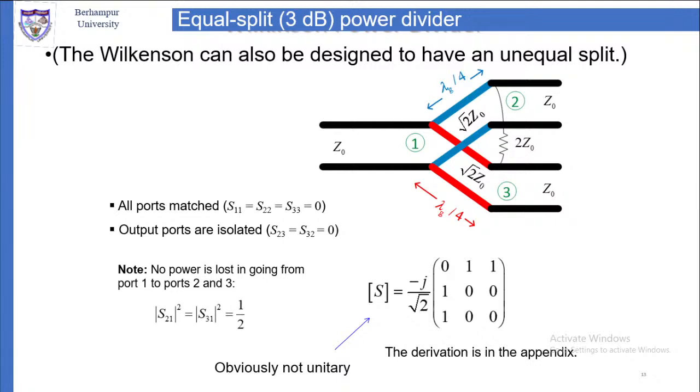Now this matrix is not unitary. The S parameter matrix of this Wilkinson power divider is not unitary. That is what is important to note. So the S matrix of the Wilkinson power divider will be of the form minus j by root 2 into the matrix with elements 0 1 1, 1 0 0 and 1 0 0. So this is not a unitary matrix.